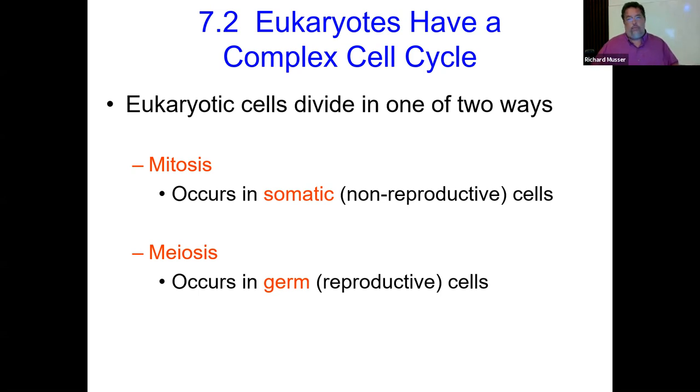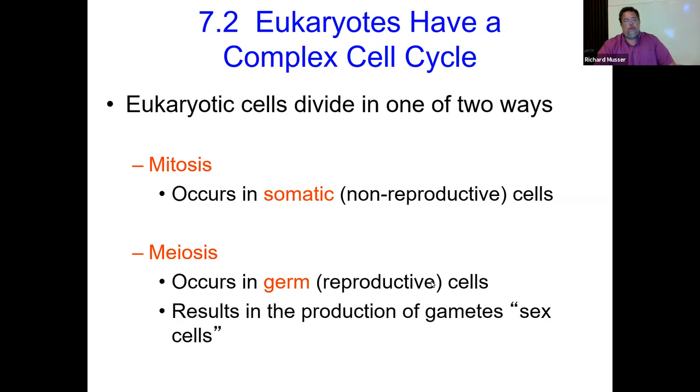Your muscles don't go through mitosis rapidly. Your muscle size increases mostly through just increasing the size of the cells. And again, meiosis is cell division that takes place in germ cells or reproductive cells, like the gametes I mentioned before.